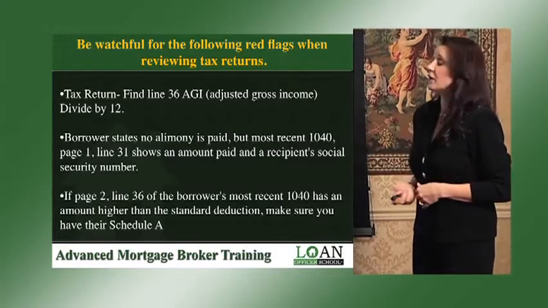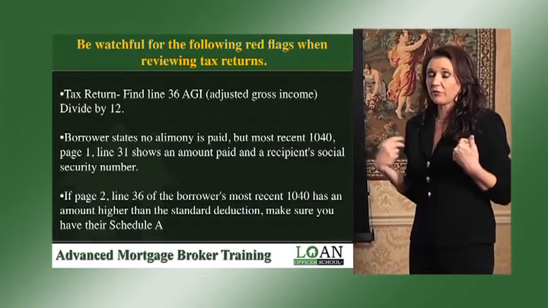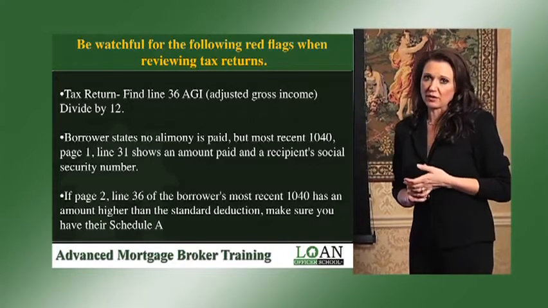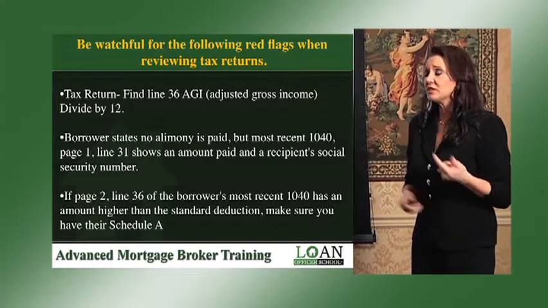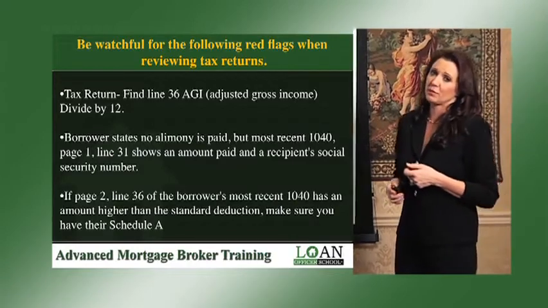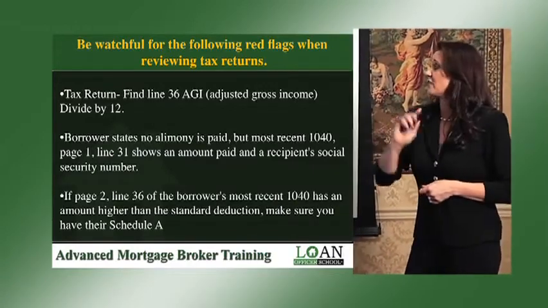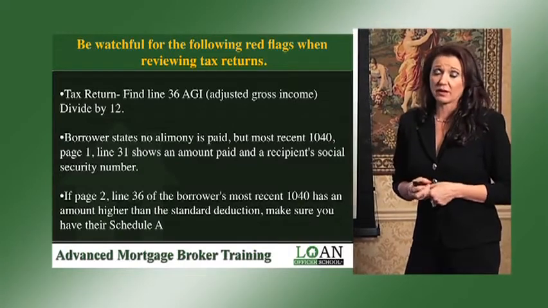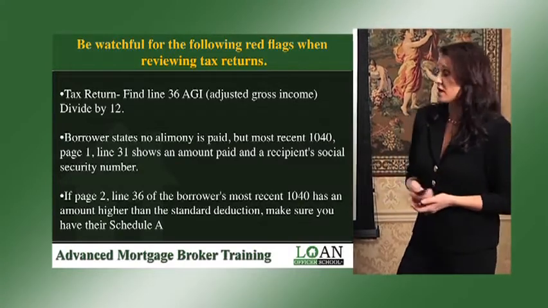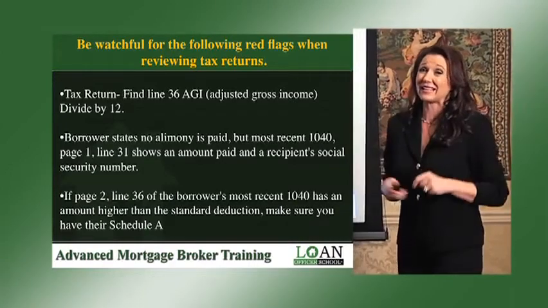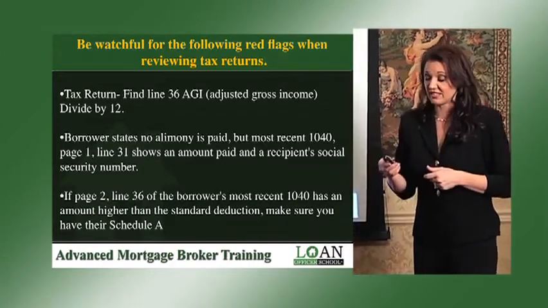Now, some of the things you're going to need to look for on a tax return is if the borrower is paying alimony. Borrowers have what I call selective amnesia, and they may not tell you that they owe alimony every month, but once you get their tax returns, it shows that alimony is being paid to another Social Security number, and that unfortunately is going to be calculated into the borrower's debt ratios. So that's another reason it's important to get tax returns, to make sure that there are no hidden debts that the borrower didn't accidentally forget to tell you about.